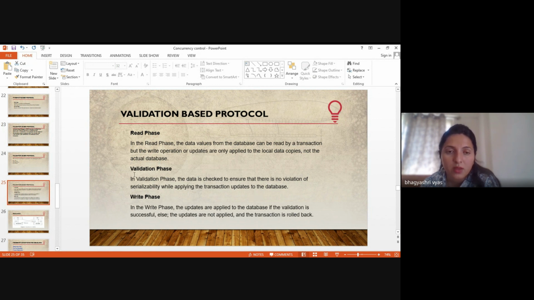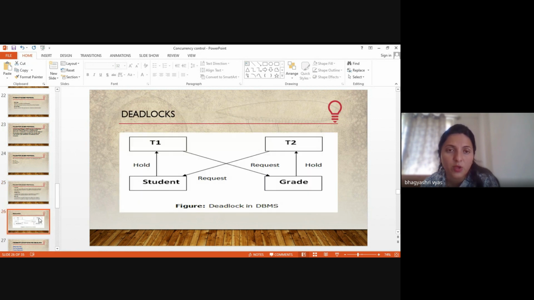Okay, so it means what? It is ensuring that no one is violating the process. Okay, whatever I have scheduled for the transaction, it is happening. Okay, this is the meaning. Now, write phase. In write phase, the updates are applied to the database. If the validation is not successful, the updates are not applied. Okay, it got rolled back. You can see that.